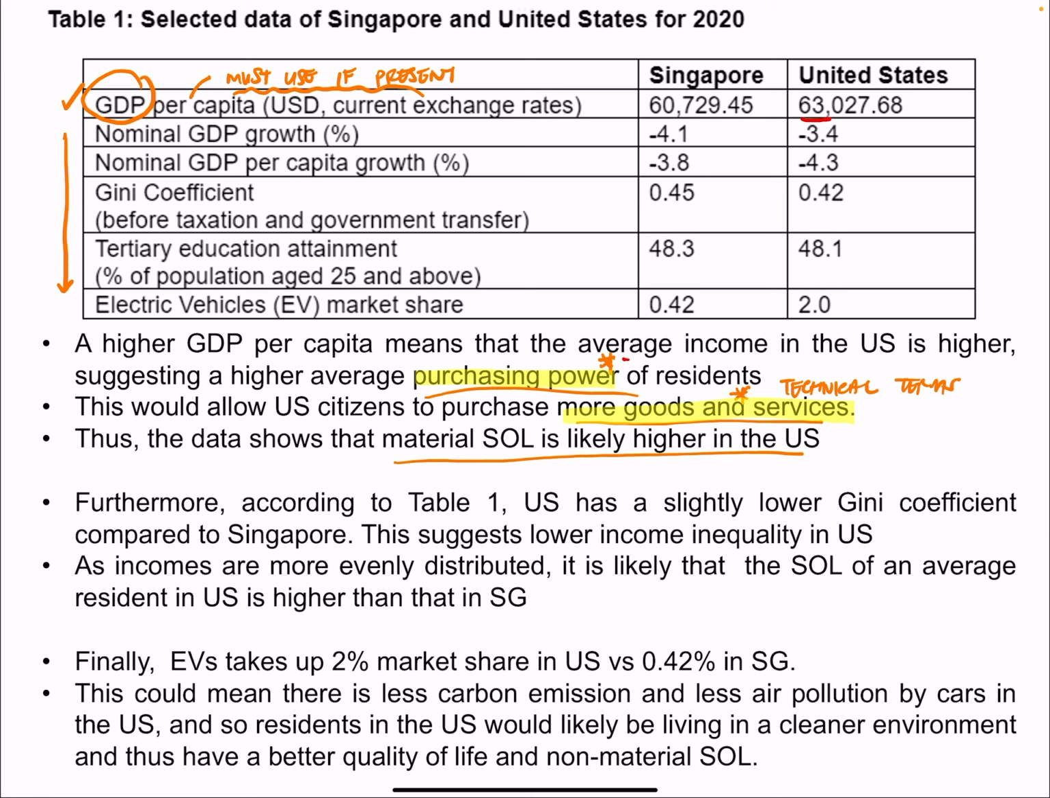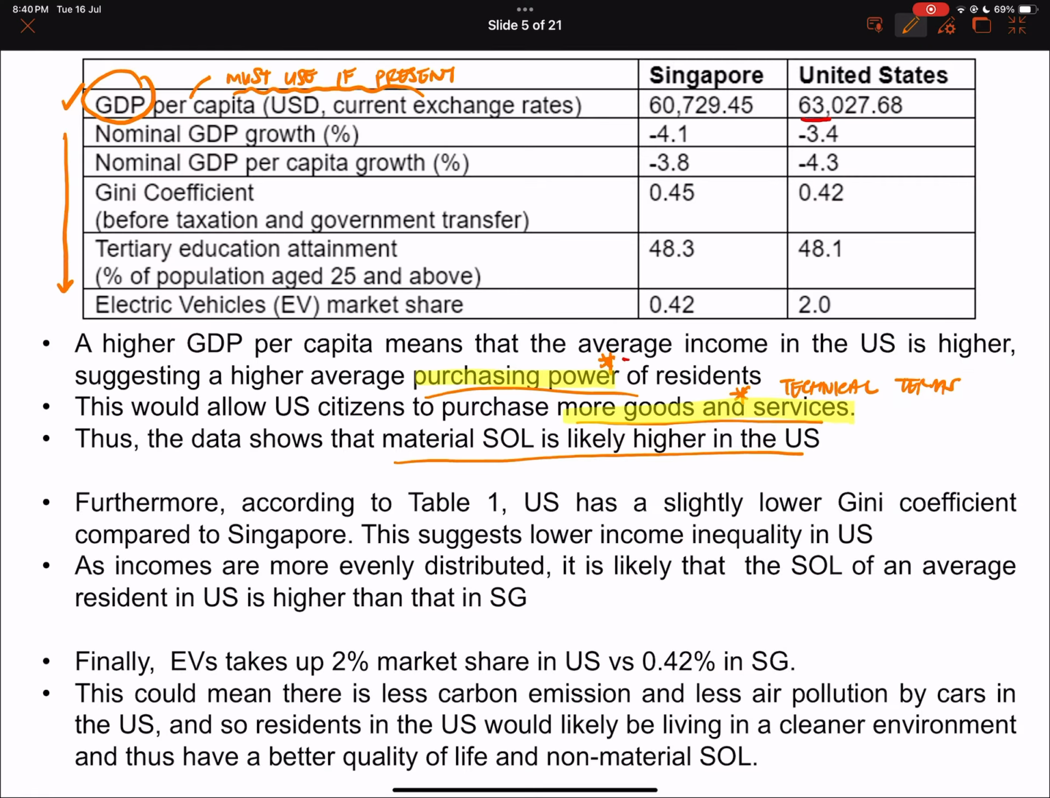What else does the table tell us? Okay, the other thing that the table tells us that's quite nice, very rarely do they give us this, but they gave us this. They gave us also the Gini coefficient. So we spoke about this indicator in income inequality, right? This is your L1R5. You want it to be as low as possible. And guess what? The US has a lower Gini coefficient compared to Singapore. So what does that mean? It means that you have lower income inequality, right? And this means that it is more evenly distributed.